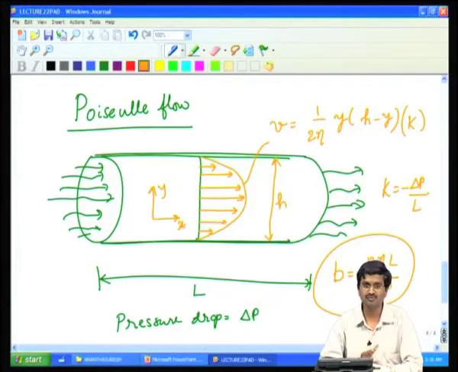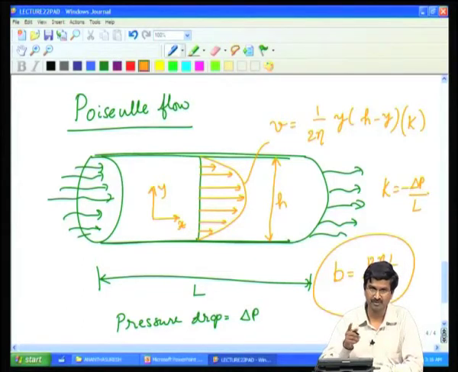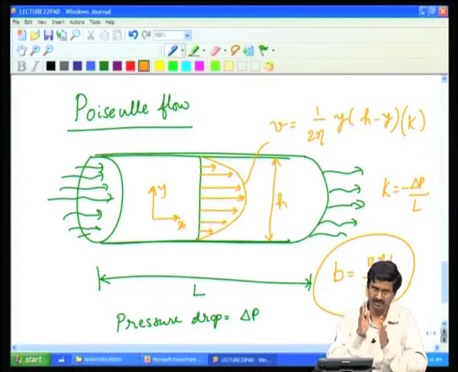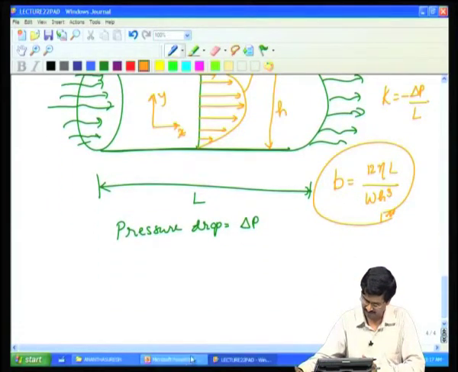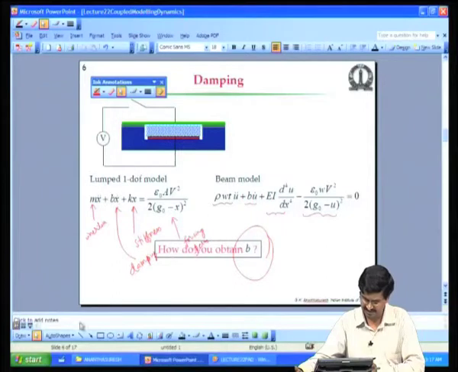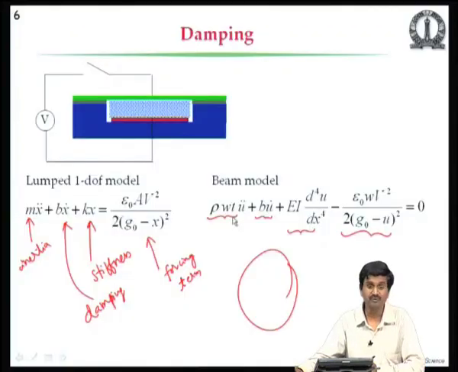So, we discussed two flows now, Couette flow and Poiseuille flow. For Couette flow, we derived the damping coefficient to be eta times A by h, the gap between the fixed plate and the moving plate, and for Poiseuille flow, which goes in a pipe, in terms of the pressure drop that occurs there, we derived an equivalent damping coefficient, which is this. Now, let us switch to another very interesting effect of the fluids that happens.